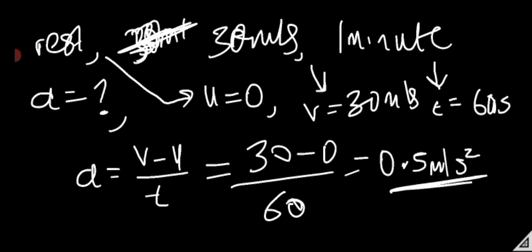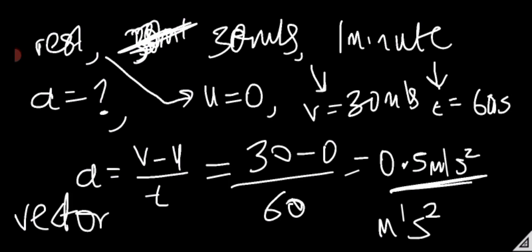Oh, sorry, I didn't drop the unit for acceleration. The unit is meter per second square. That's the unit for acceleration. And acceleration is a vector quantity. Acceleration is a what? Vector quantity. So I think we've done some things now, right?